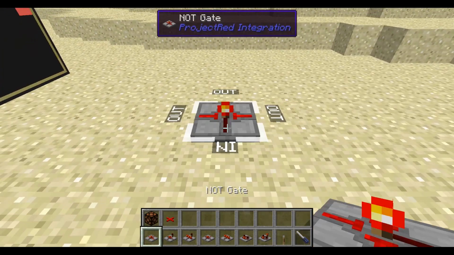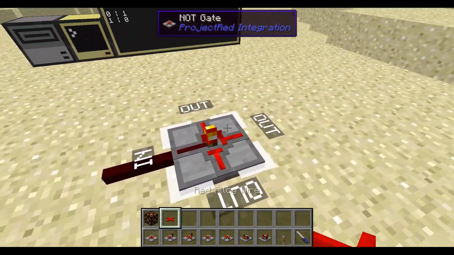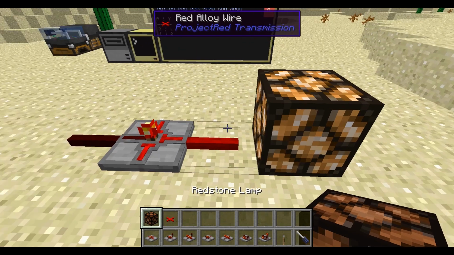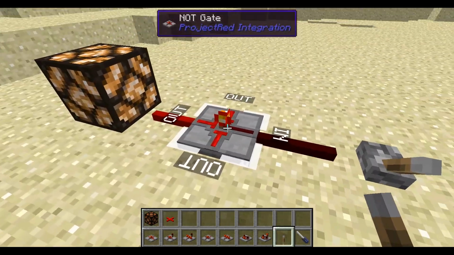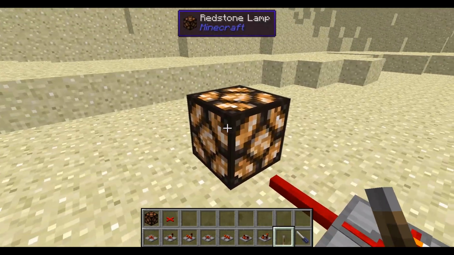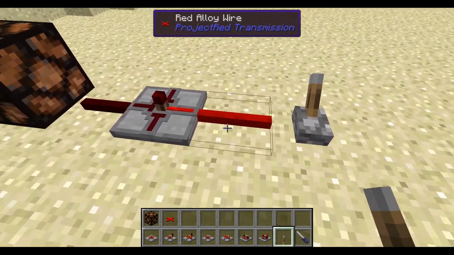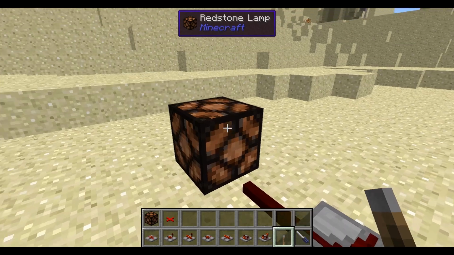I can show you here. I have a NOT gate, and the input side is here, and these three sides are outputs. I'm just going to output that to a light. So right now, the input is a 0, so the output is a 1, and the light turns on. But if I set the signal high and make the input a 1, the output will become 0, and the light shuts off.